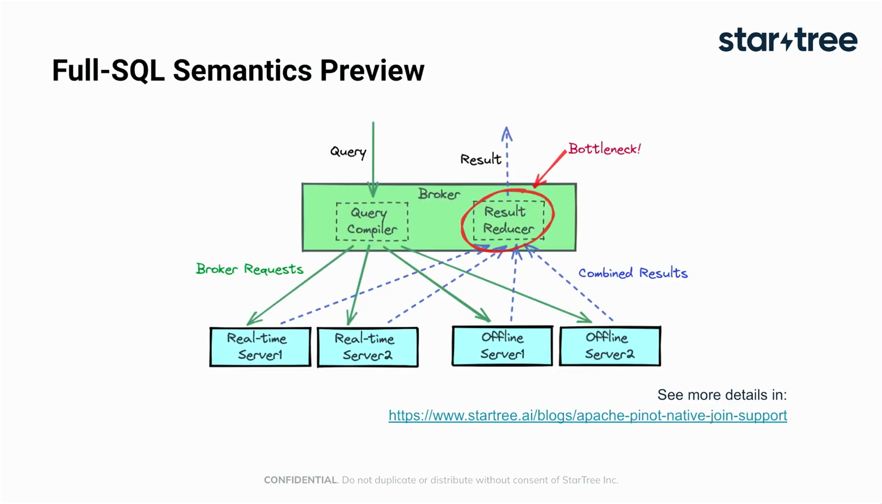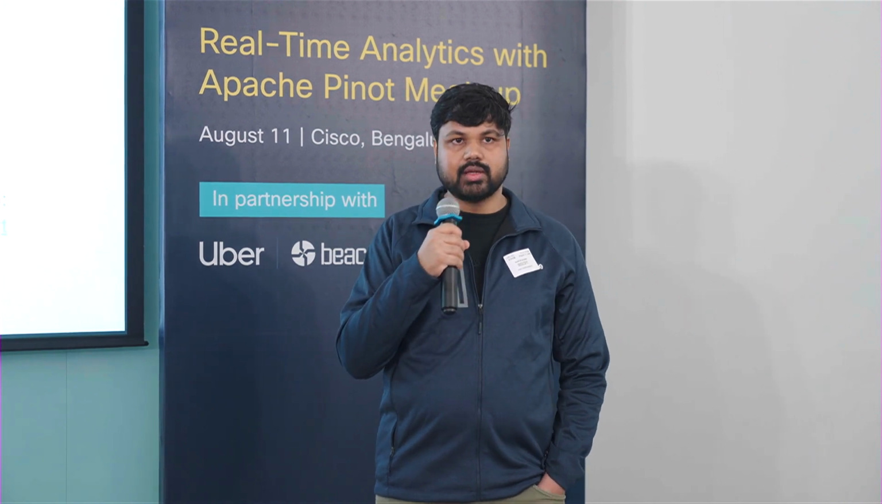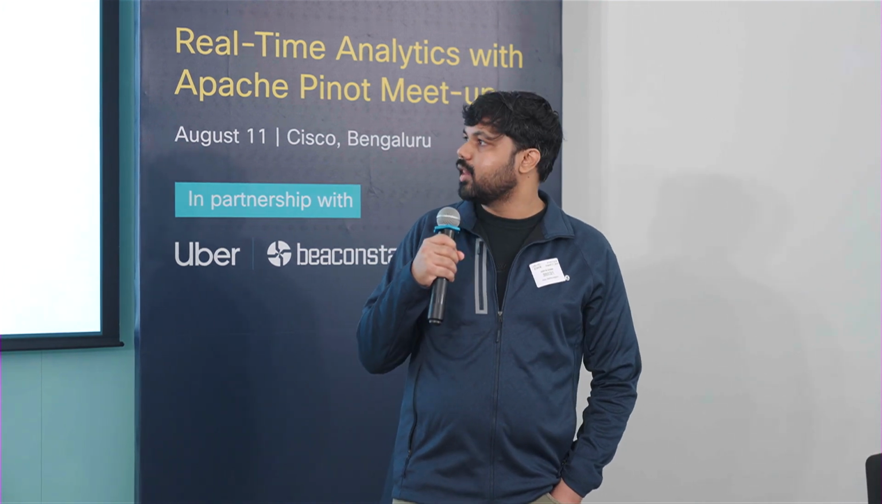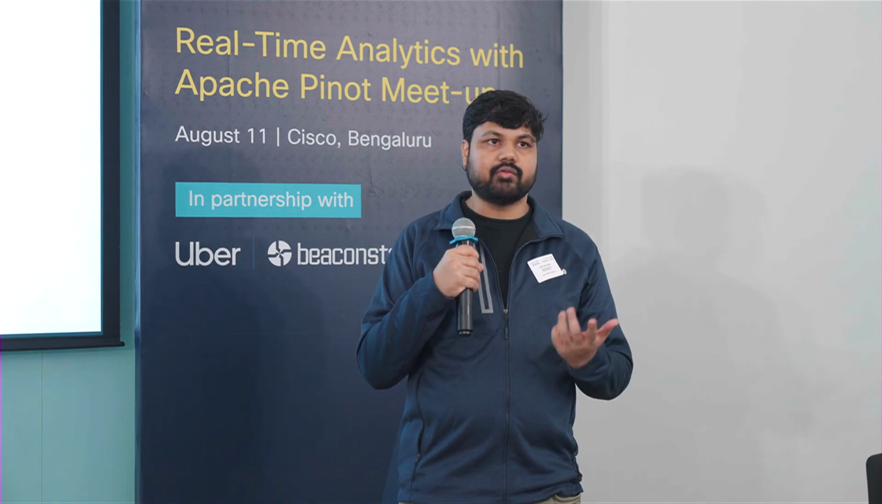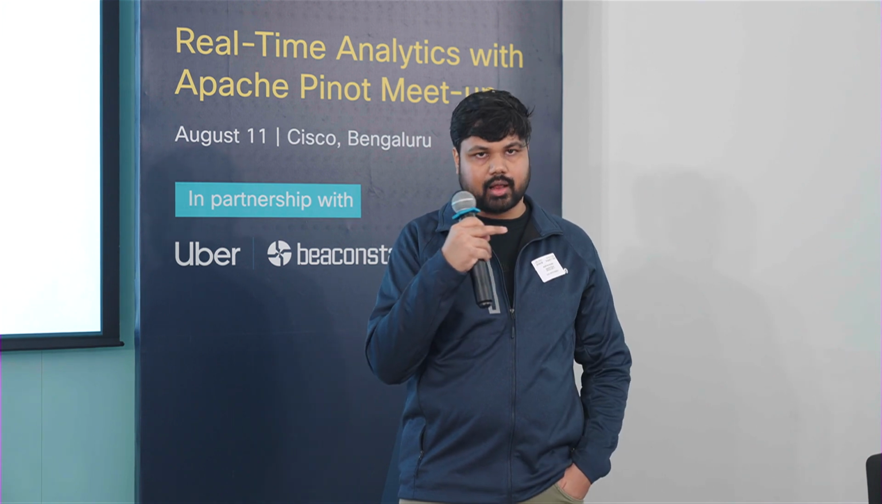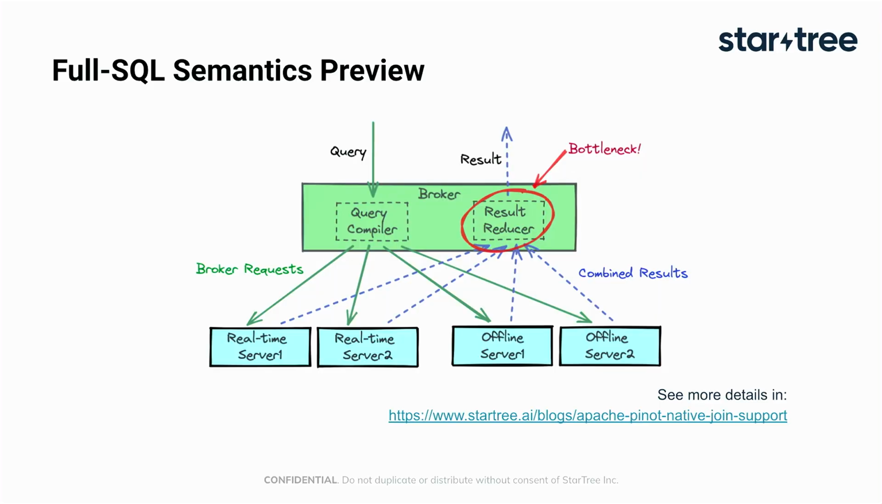The full SQL join was only recently introduced, and we allow all servers to communicate with each other. If you want to join table A with table B, the servers communicate with each other, shuffle the data together, and return you the final results. In earlier implementations of Pinot, we didn't allow servers to communicate with each other. They were independent components. But now with this full SQL implementation, the servers are able to shuffle data between them.